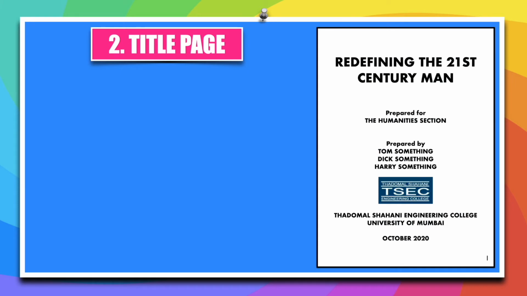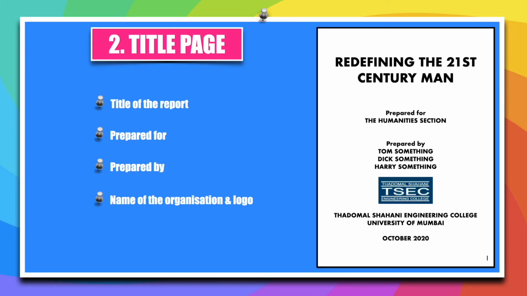The second component of the prefatory part is the title page. The title page contains the title of the report written in big bold font. It also talks about the people for whom you have prepared the report. Then you need to mention the people who have prepared this report. You need to name the organization and place the logo of the organization of which you are a part of. And lastly, you must also mention the date of submission of the report.